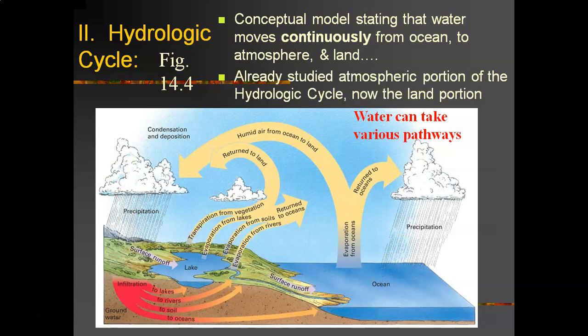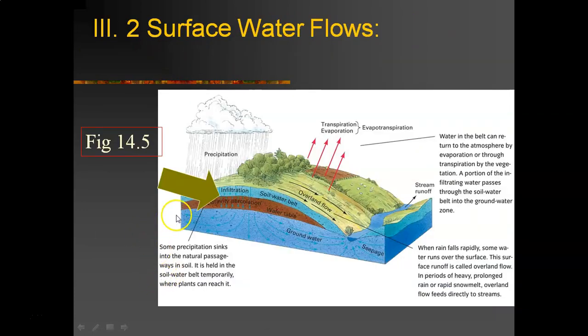Now, as a matter of fact, we've actually been studying the hydrologic cycle. We've been studying the atmospheric portion of the hydrologic cycle, humidity, condensation, precipitation process. Now, in this lecture, what I want to do is talk about what happens to that precipitation once it strikes the Earth's surface, and it could take various pathways. So that's the third topic. I want to talk about 2 surface water flows. Now, I'm not going to talk about river flow. That's going to be a major topic at the end of the class.